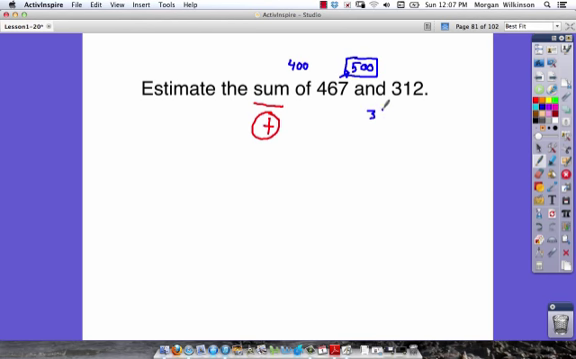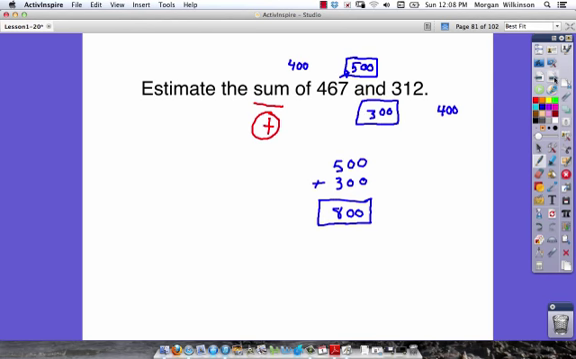312. Is that closer to 300? Or is that closer to 400? Hopefully you said 300. It's got to be closer to 300. Now the reason we estimate is so we can quickly get an approximate or close answer. So now we can take our rounded numbers, 500 and 300, add them together because we're finding the sum. 500 plus 300 is going to have to be 800. And we've estimated the sum of 467 and 312. That's not the exact answer, but it's an approximate answer. It's very close to the exact answer, and we got it very quickly after we rounded our numbers.